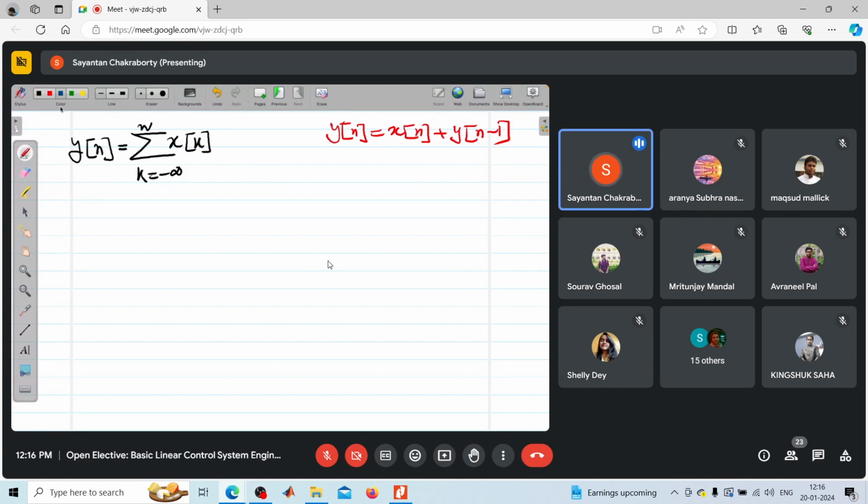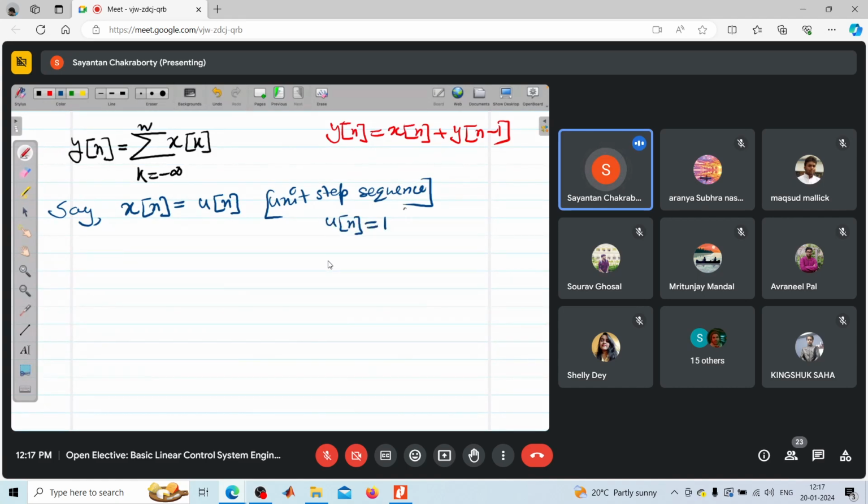Now you have to study whether the system is stable or not. So for that, say your x[n] is equal to u[n], that is the unit step sequence, that is u[n] equal to 1 for all n greater than or equal to 0, right? So obviously you can write that the mod of x[n] is less than or equal to 1, or bounded. Now you have to show whether the corresponding y[n] is bounded or not.